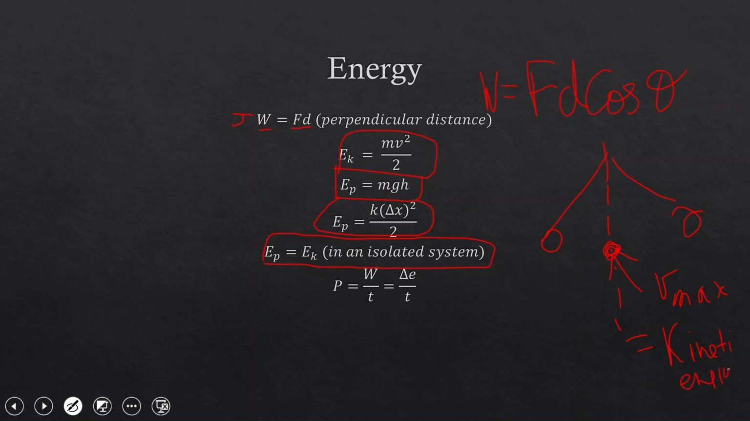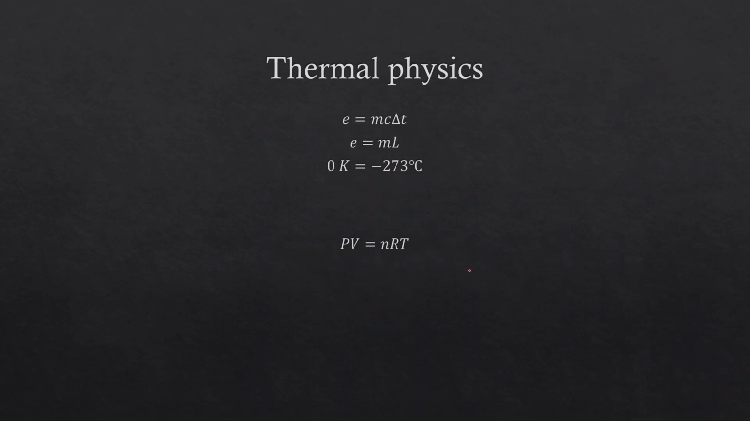Kinetic energy is max, right? Simple logic, because mv squared by 2 is maximum. Over here, potential energy is max, which means that kinetic energy is 0. And over here we have kinetic energy max, which means that potential energy is 0. Simple conversion. Like I said, the rate at which energy is transferred or the rate at which work is done is nothing but power. It is measured in joules per second or watts.